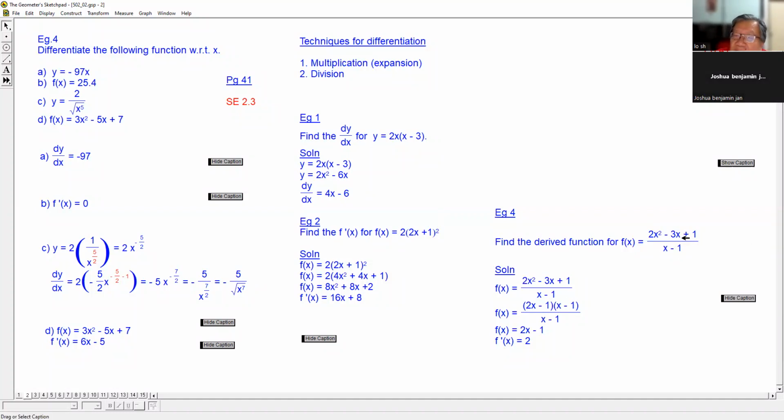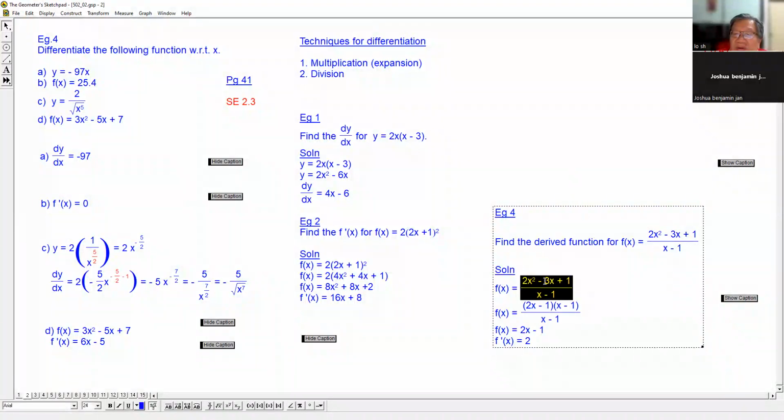This one, how to simplify? You have to cancel away the factor at the bottom. How to cancel away the factor at the bottom? You factorize the top. When you factorize the top, it becomes 2 brackets. One of the brackets can cancel with the bottom one. So you are left with 2x minus 1.